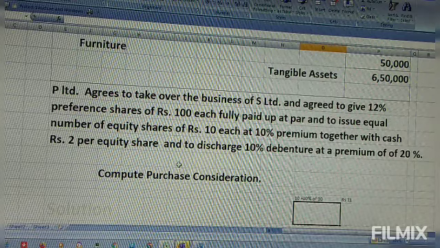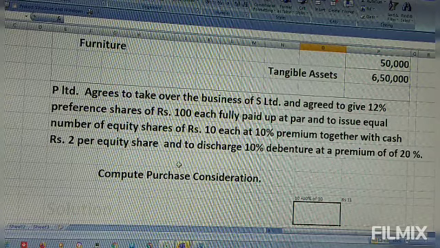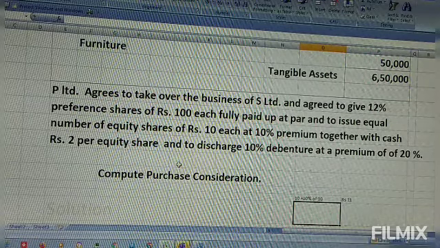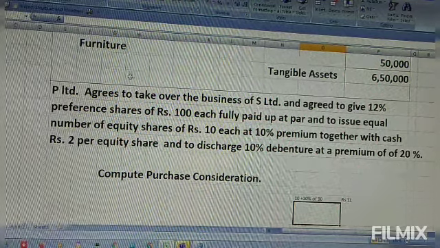At a premium of 20%, the business is ready to discharge the debentures, but it should not be taken, because it is a liability of the transferor company paid by the transferee company. Here direct payment is not made by the transferee company to the transferor company. So that shouldn't be considered. But it can be shown in the balance sheet of the concerned P Limited company.